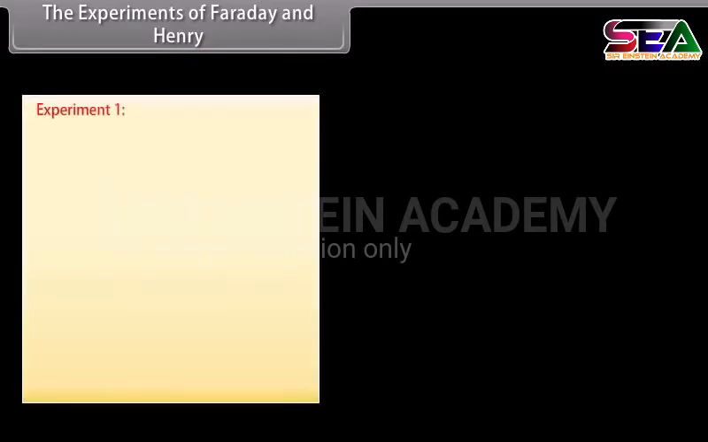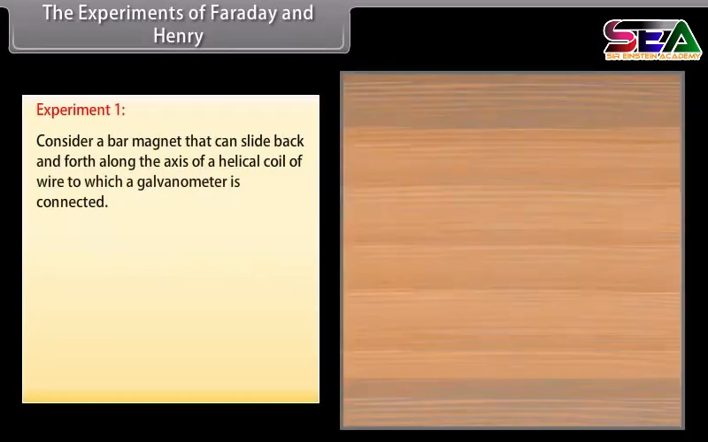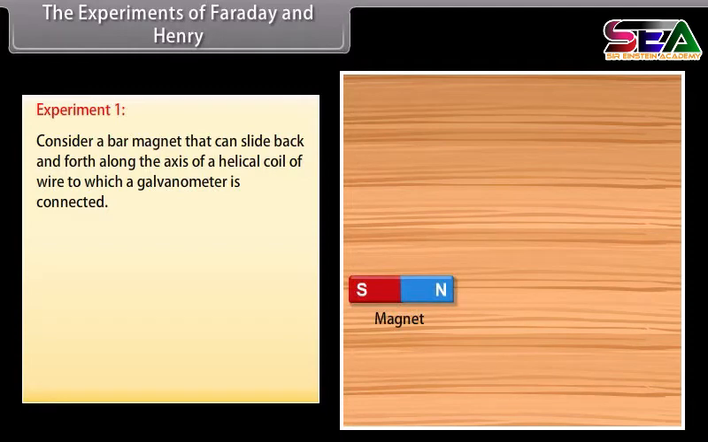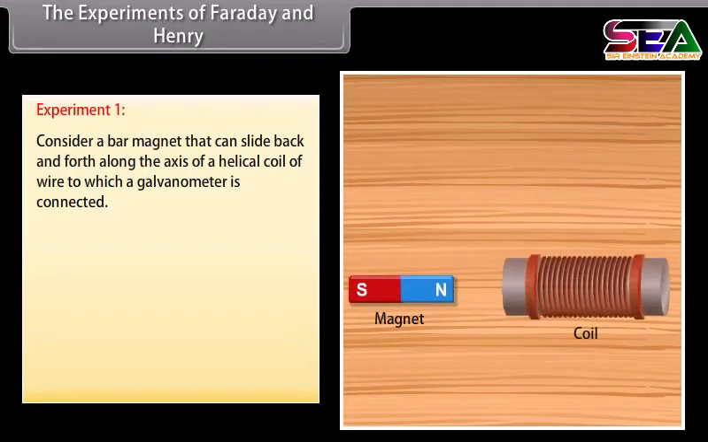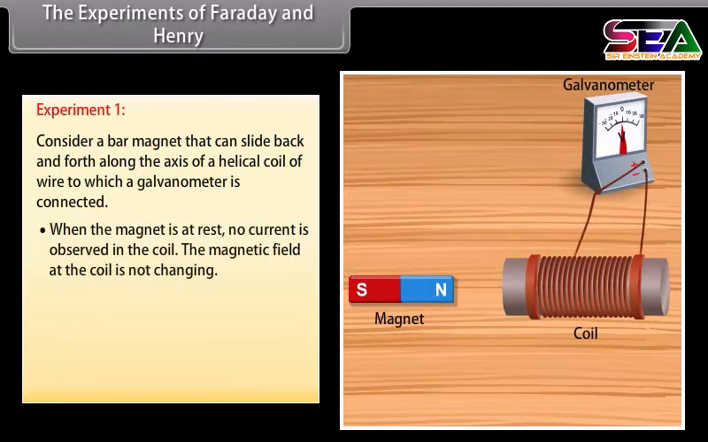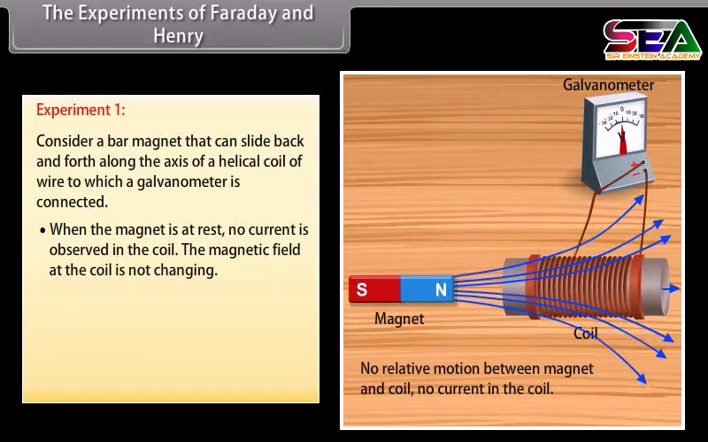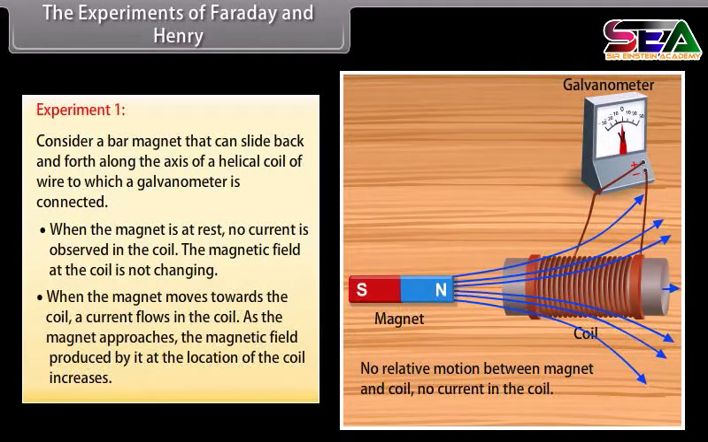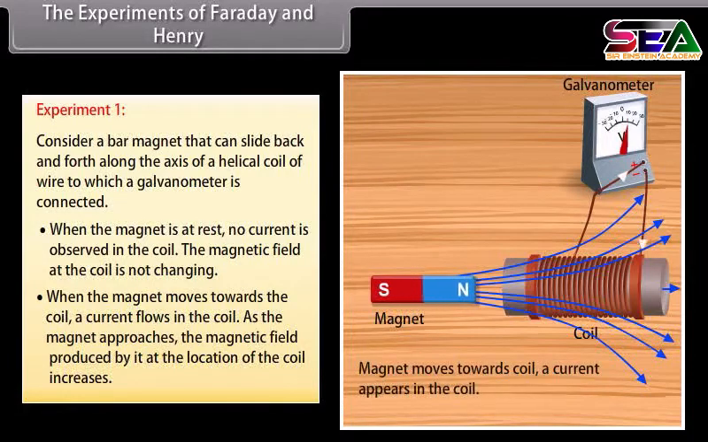The experiments of Faraday and Henry. Experiment 1. Consider a bar magnet that can slide back and forth along the axis of a helical coil of wire to which a galvanometer is connected. When the magnet is at rest, no current is observed in the coil. The magnetic field at the coil is not changing. When the magnet moves towards the coil, a current flows in the coil.